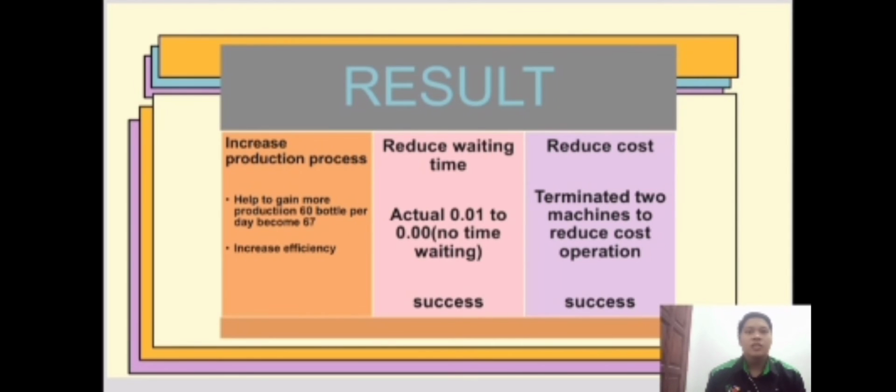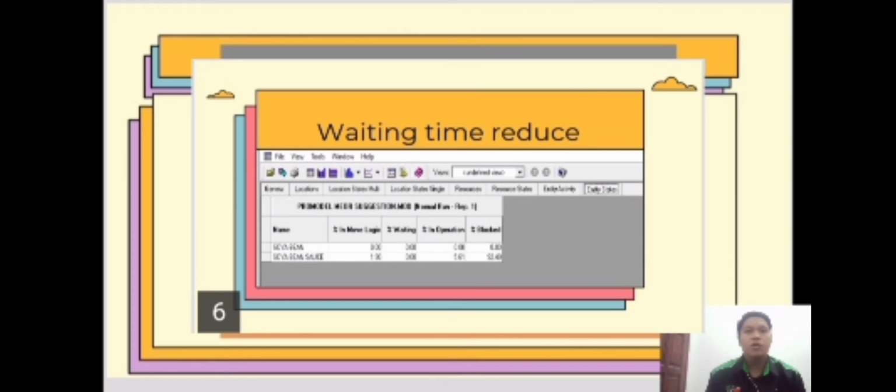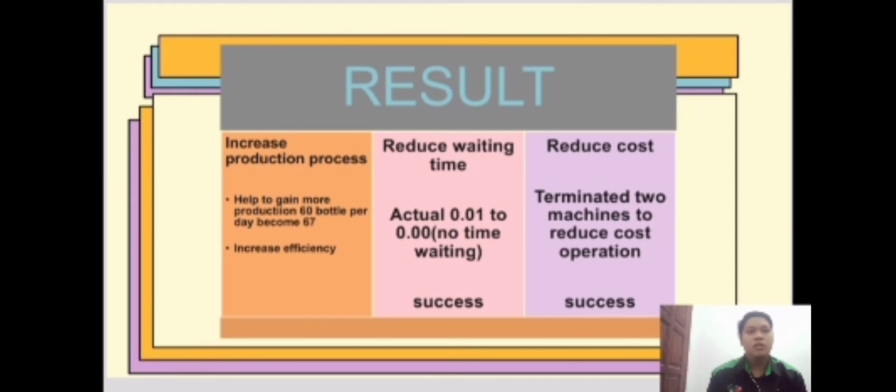The second result is reduced waiting time. The waiting time to make soya sauce has been reduced, from an actual 0.01 to 0. So there is no waiting time. Even though the waiting time is small, it is still considered successful because it can save time in the production line. And the last result is reduced cost.